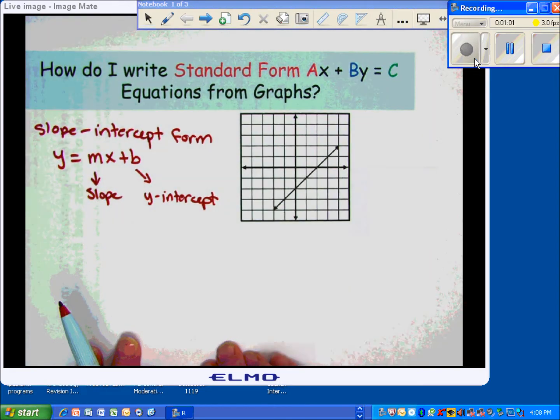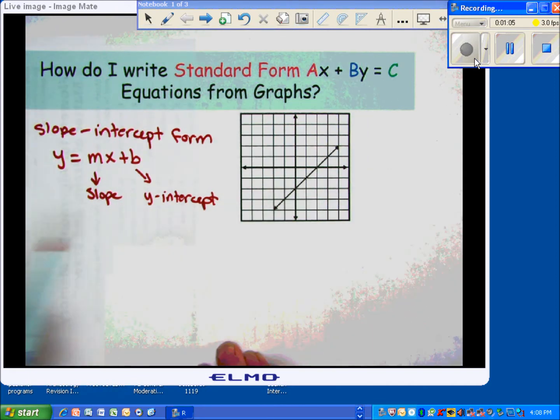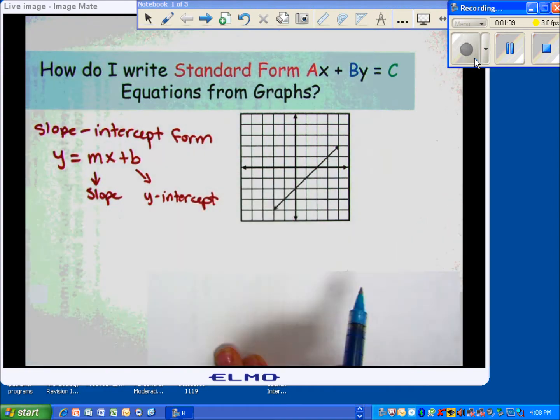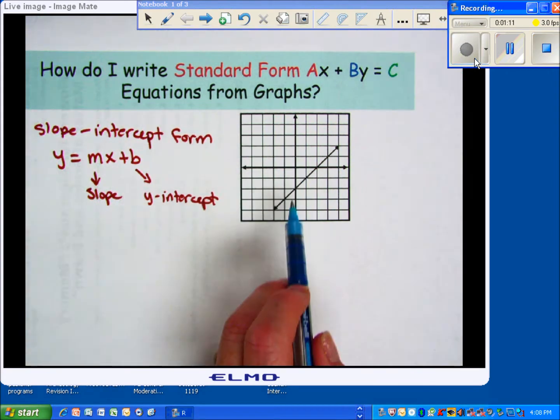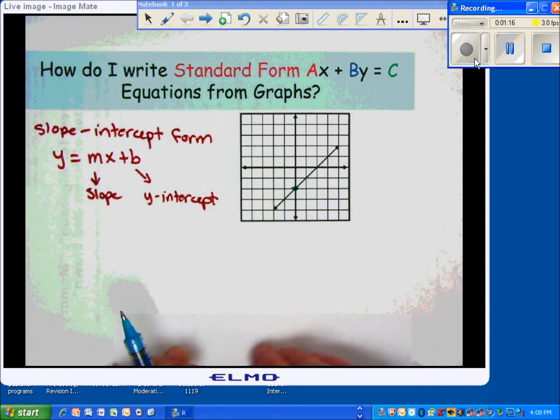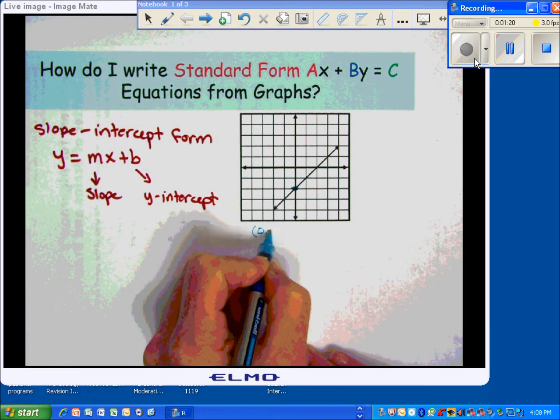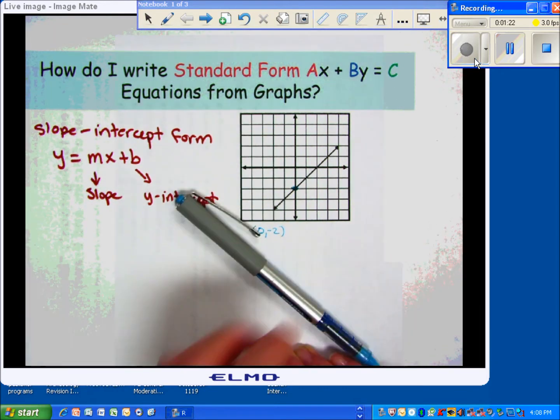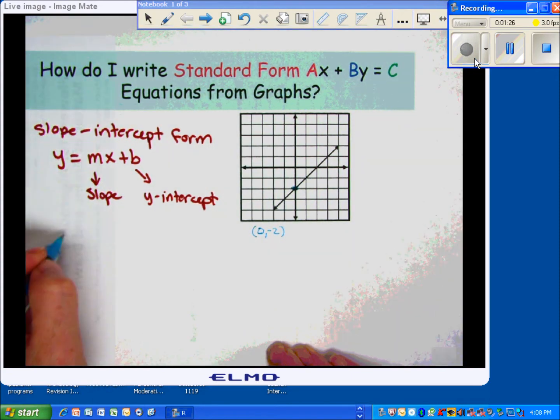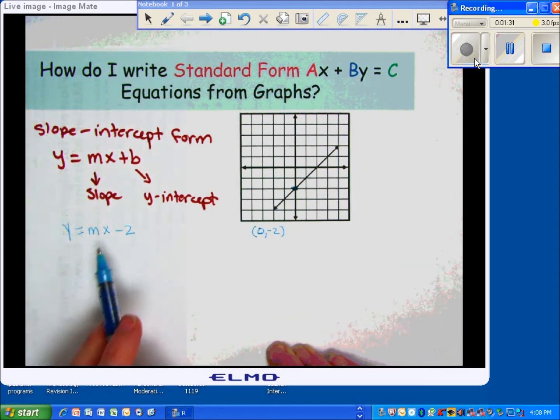All right, the first thing I need to do is start picking out the ingredients from my line. So I probably want to start by finding my y-intercept. And if I look at my line where it has an intersection with the y-axis, it's right here at -2. So I can take my y-intercept of (0, -2), and I can substitute that into the equation. So right now I have y equals something x minus 2, because I still have to find out the slope.